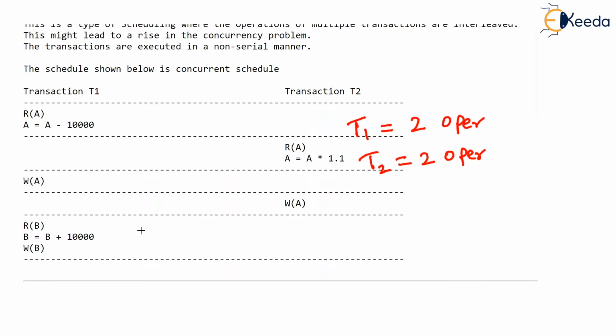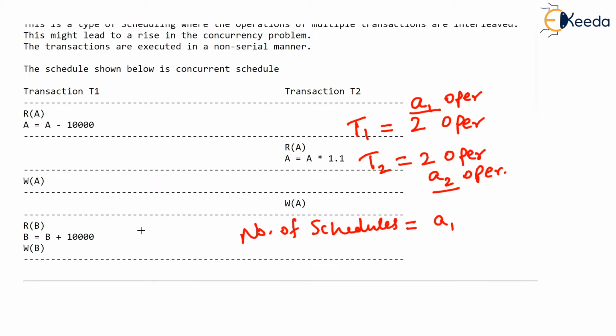Now the number of concurrent schedules that were possible can be written as follows. Say T1 has in general A1 operations and T2 has in general A2 operations. Let's put some names to them. Here A1 and A2 are both 2 each. So the number of schedules can be written with the formula: (A1 plus A2) factorial divided by A1 factorial into A2 factorial.